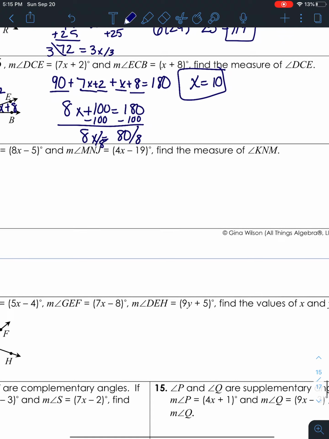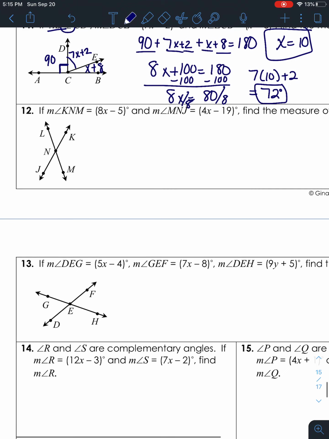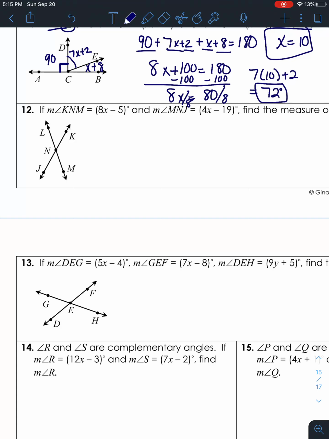Read the question. It wants the measurement of DCE. So I'm going to go in and I'm going to plug in 10. So 7 times 10 plus 2 will give me a measurement of 72 degrees. All right, 12. 12 again is labeling your diagram. K and M, that's 8x minus 5. M and J is going to be 4x minus 19.